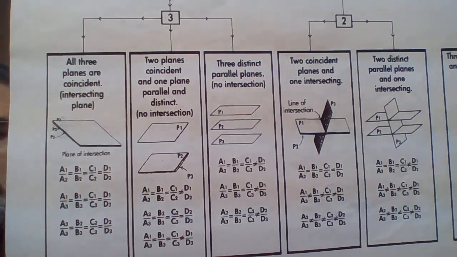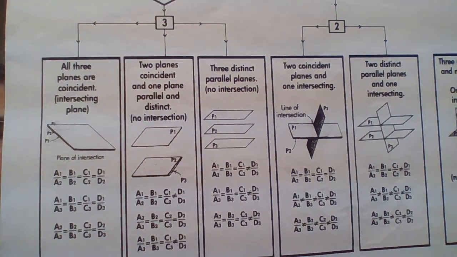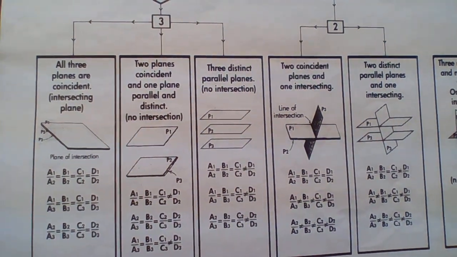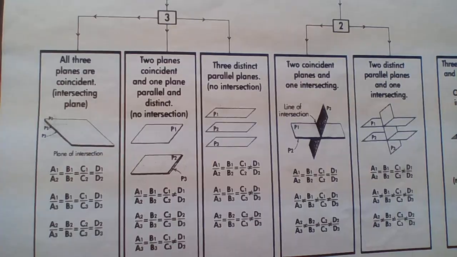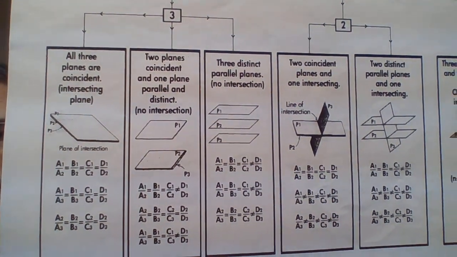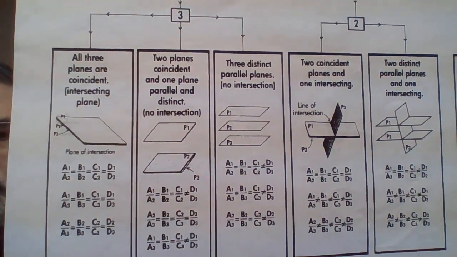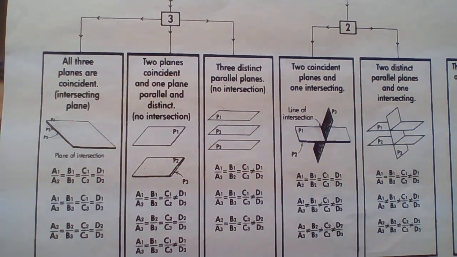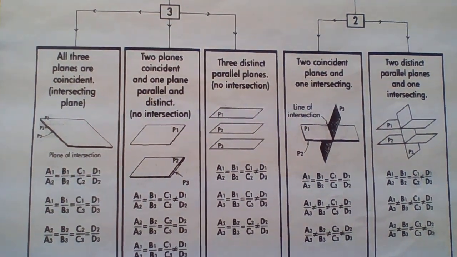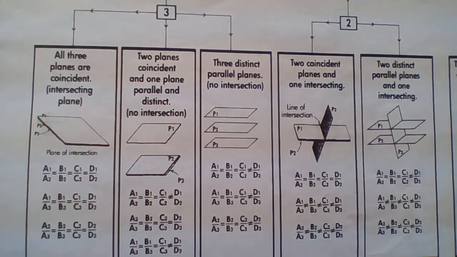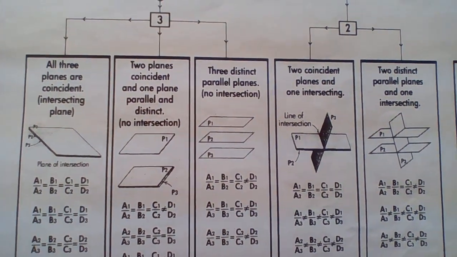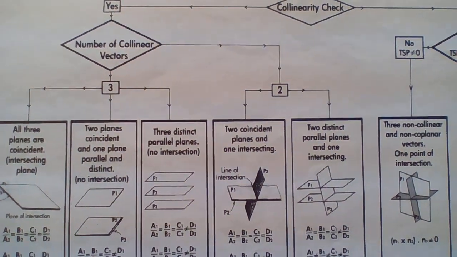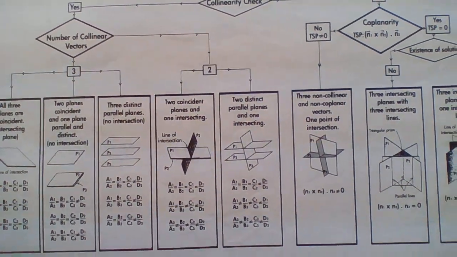And by finding the ratios of A1 over A2, B1 over B2, C1 over C2, D1 over D2, you can distinguish which scenario that is. Is it that the three planes are parallel and distinct, or they're actually parallel and coincident? Or maybe two of them are coincident and the third one is distinct and parallel. So this is the scenario when we have three collinear vectors.